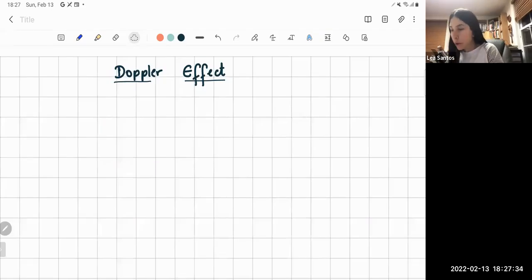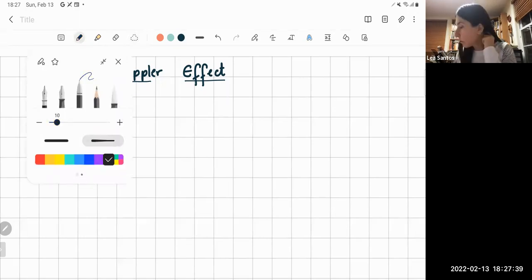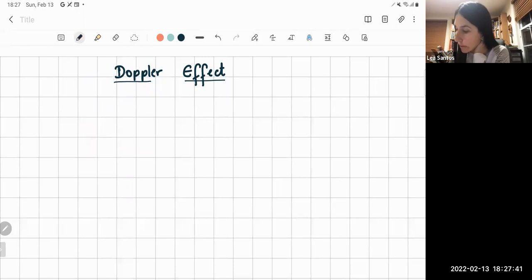Okay, so let's solve a problem, which is an example from Giancoli's book, 6th edition, example 12-15. Okay, so what is this problem? We have a sound wave that is emitted from a stationary source. So here we have our stationary source.